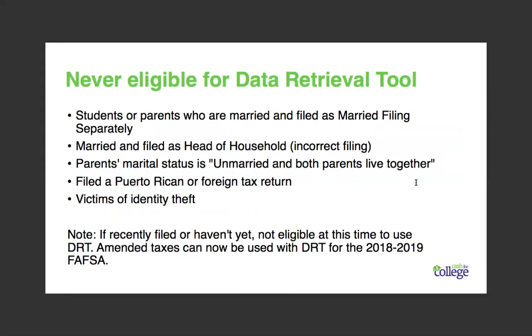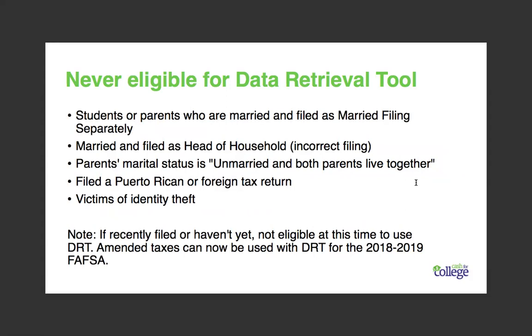Sometimes there's a situation where students or parents are not eligible to use the data retrieval tool. If the students or parents are married and filed as married filing separately, that's not going to be able to pull their taxes over. If they're married and filed as head of household, you can complete the FAFSA this way, but it's going to generate conflicting information. Ultimately the school will give the parent the option, or they'll actually tell them, you need to go back and file correctly.